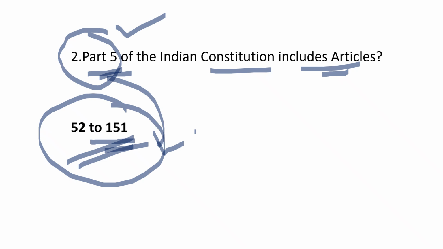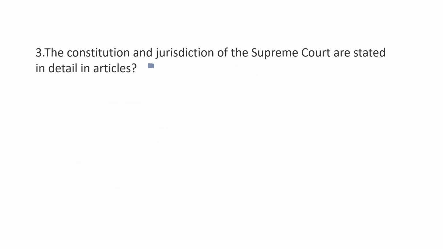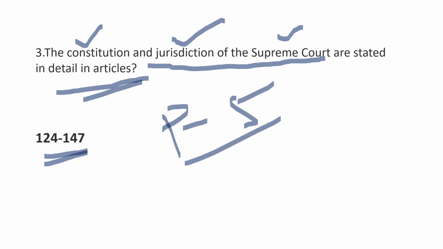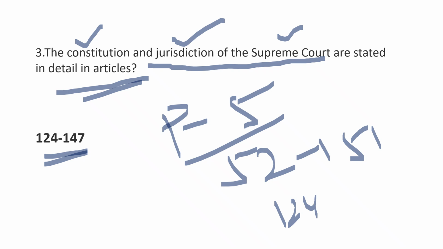Next question. The Constitution and jurisdiction of the Supreme Court are stated in detail in the articles 124 to 147. Okay, Part 5 actually contains articles 52 to 151. In that, 124 to 147 deals with the Union Judiciary. Okay, next question.